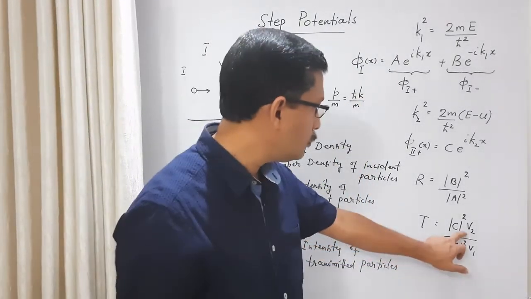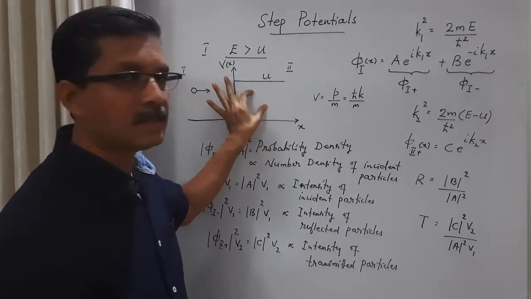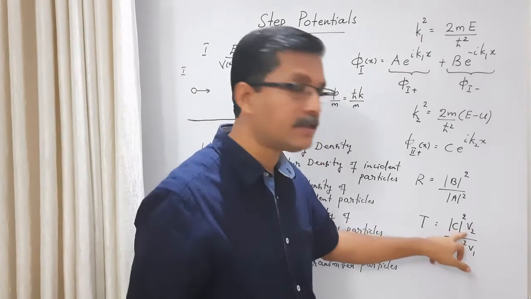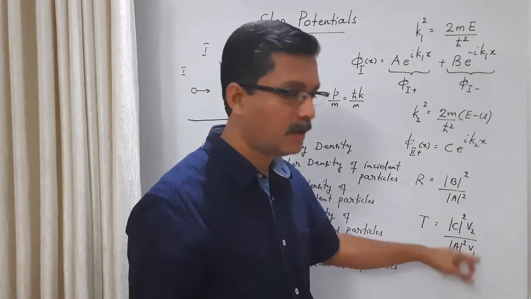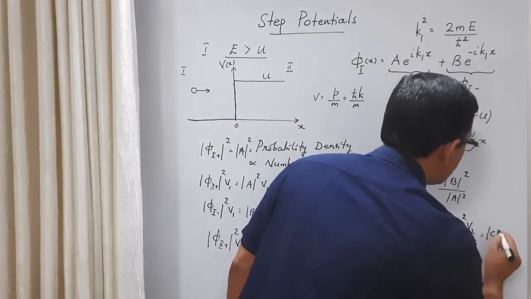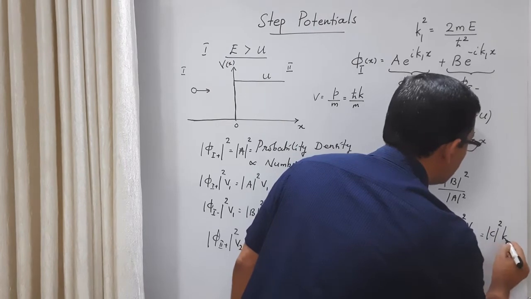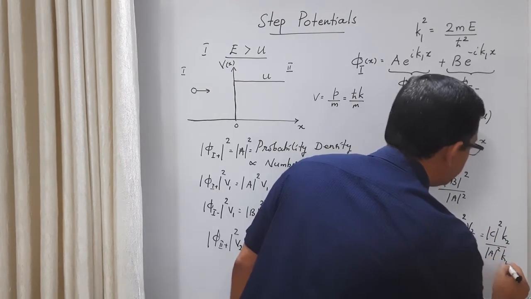So V2, the velocity in this region, is h cross k2 divided by m, and V1 is h cross k1 divided by m. So h cross by m will cancel in the numerator and denominator. So we have mod c square k2 divided by mod a square k1.